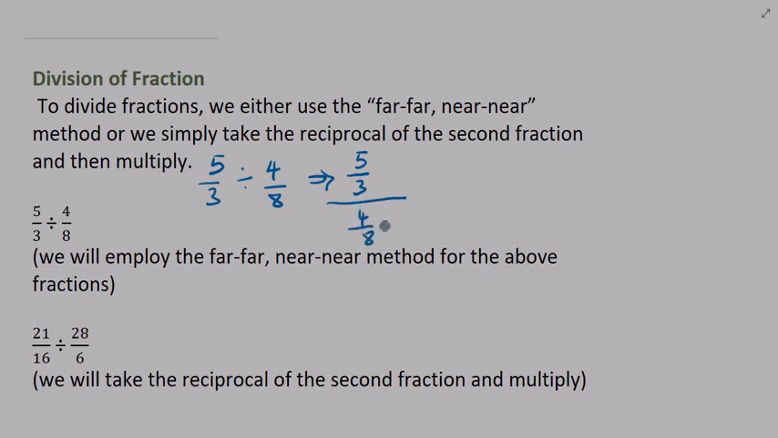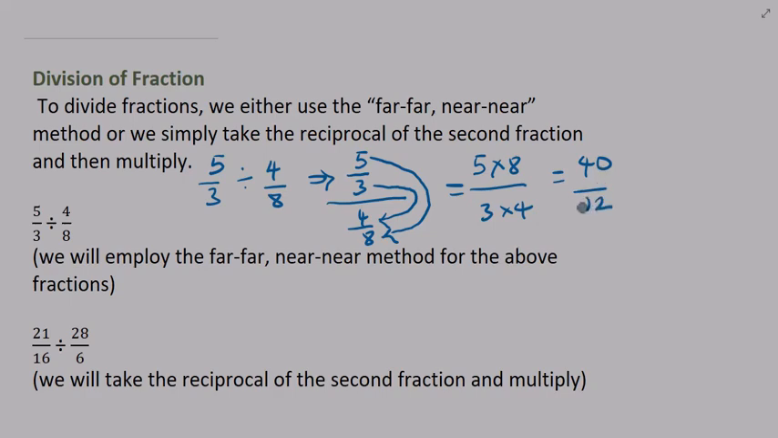So the FAFA linear simply says the far values multiply themselves and the closer values multiply themselves. So let's do that here and see. You have 5 multiplied by 8 all over 3 multiplied by 4. 5 times 8 is 40 and 3 multiplied by 4 is 12.